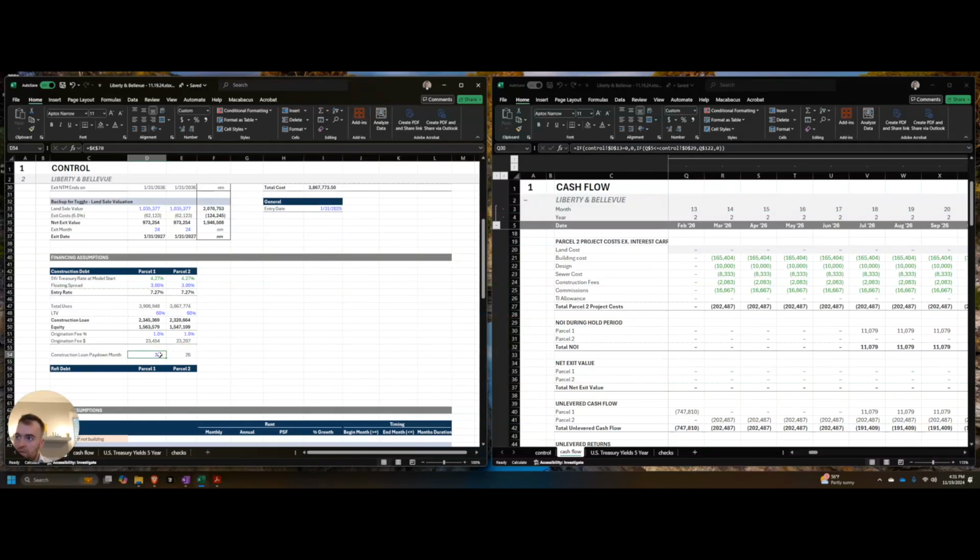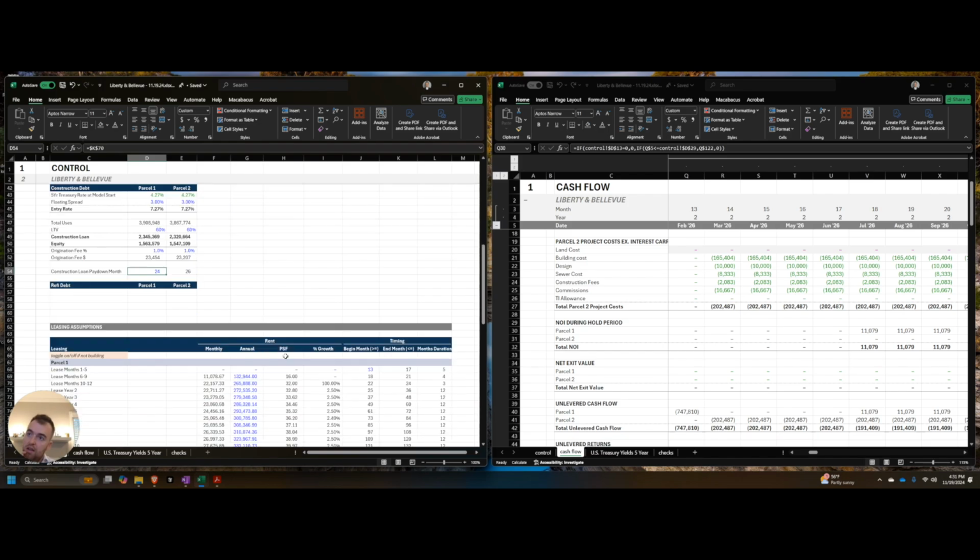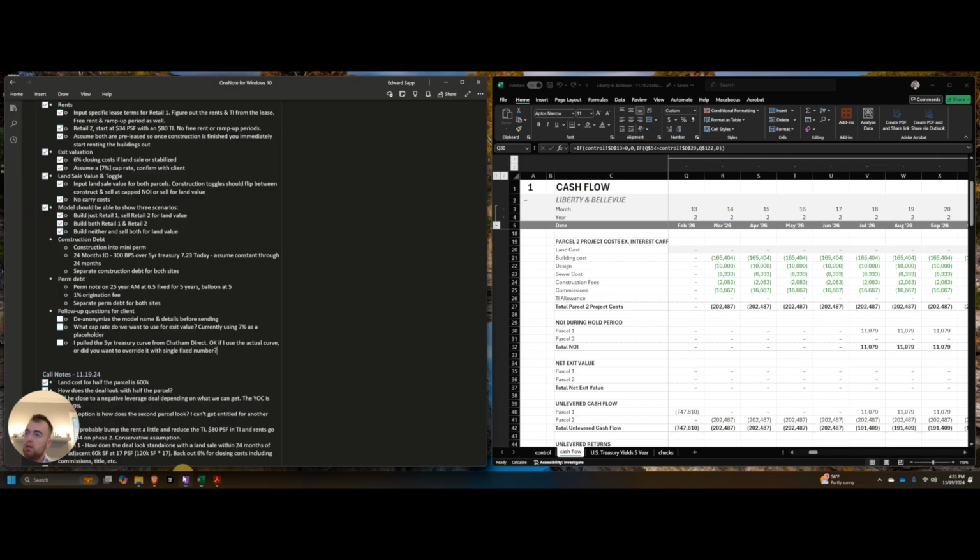This one has to be month 24 because you have a delay at the start where you're not earning enough money, and you don't want to do a refi until you're earning the right amount. So refi debt is going to be the next thing that we want to model. So I've got the construction debt. I'm not done, but I'm started on it. Perm note on 25-year amortization at 6.5 fixed for 5 years, balloon at 5.